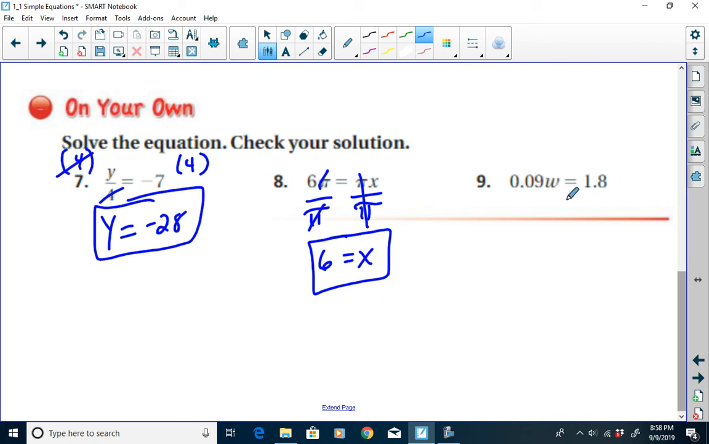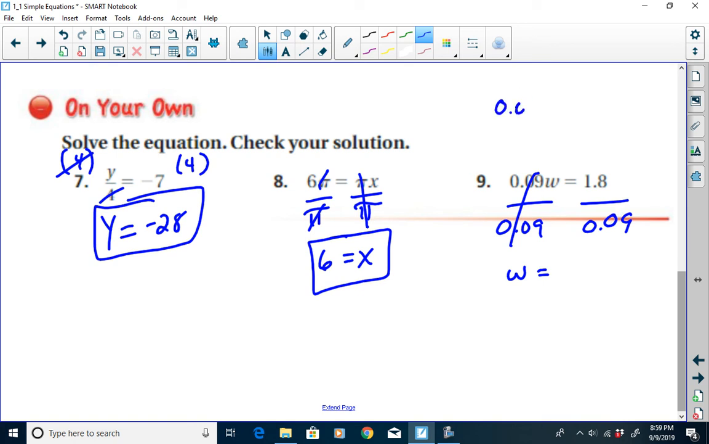All right? And then this last example here. We have 9/100 times the number w is equal to 1 8/10. I want to do the inverse of this operation here. This is multiplication. The opposite would be division. So I'm going to divide by my 9/100. I think I said 9/10. That was a mistake. It should be 9/100. So I'm going to divide by 9/100 on both sides of the equation. On the left side of the equation, 9/100 in the numerator is going to cancel 9/100 in the denominator. So we're left with w. W is going to be equal to whatever 1 8/10 is divided by 9/100.